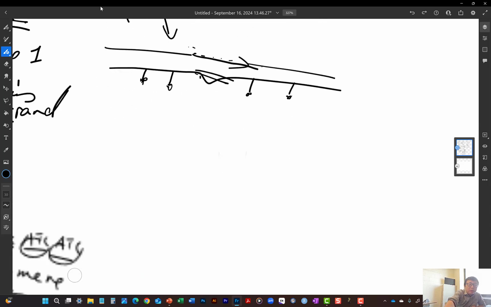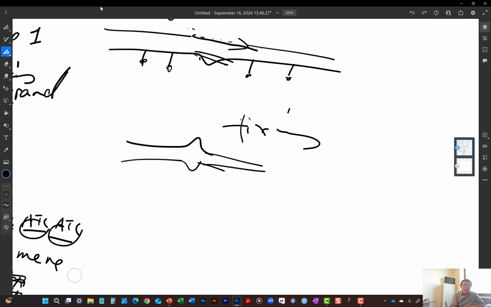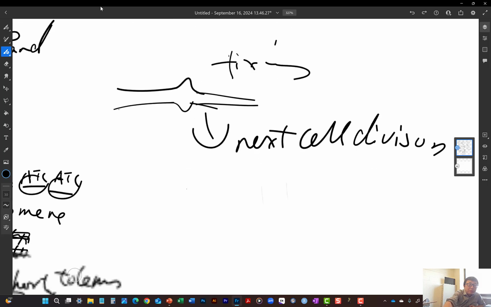But if there are too many DNA errors, or the cell's health condition is low and the DNA repair system is not in good condition, some of those errors may escape the fixing. And then they will even go to the next round of cell division. When they go to the next round of cell division, there will be no more mismatch anymore.